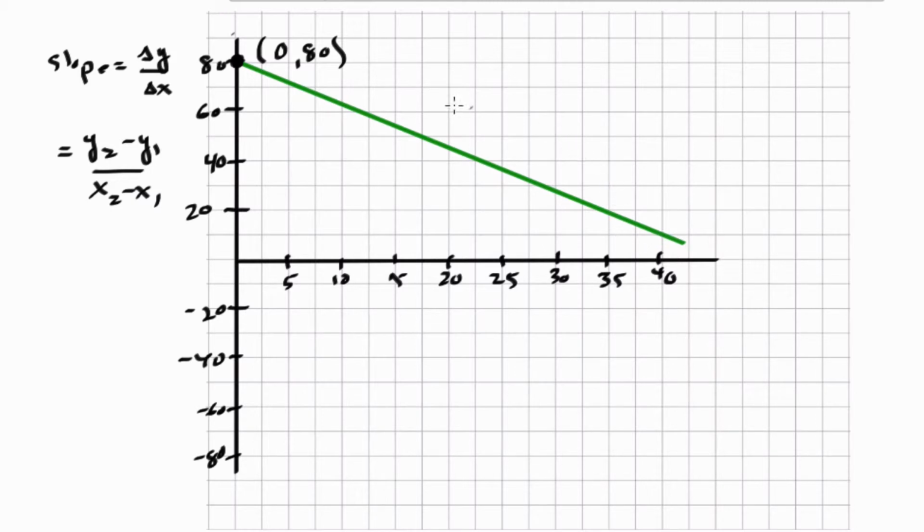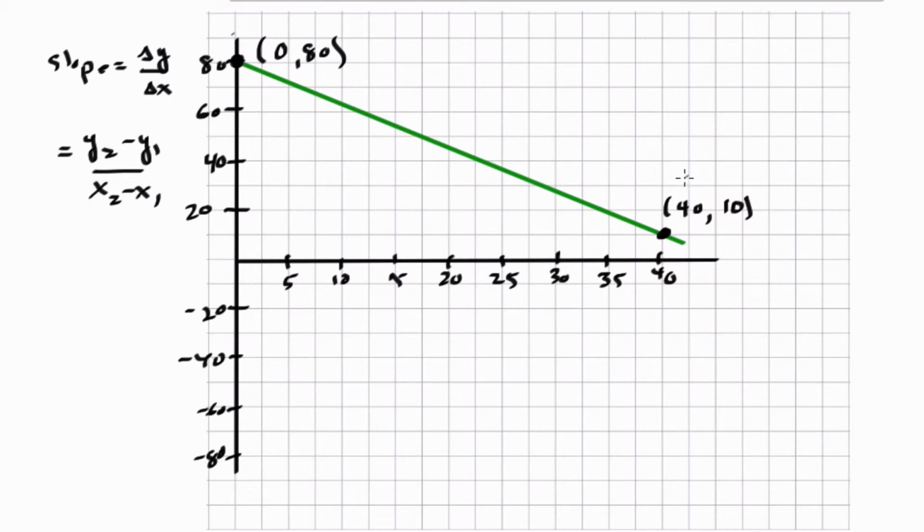And I could pick any other point. I'm going to pick a point where it crosses, where it's right at the corner of these boxes here. And I'm going to pick this one down here, where the horizontal axis value is 40. And what is the vertical axis? Well, if I go over here, it's between 0 and 20, so I know that that would be 10.